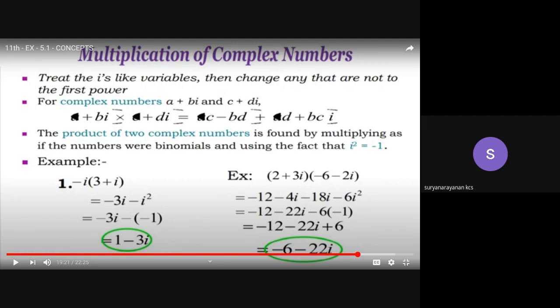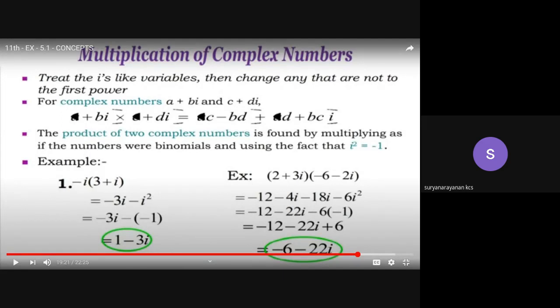So how do you multiply 2 into minus 6? What will you get? Minus 12. 2 into minus 2i, minus 4i. 3i into minus 6, minus 18i. 3i into minus 2i, minus 6i square. Okay, my children? That is equal to minus 12 minus 4i minus 18i.